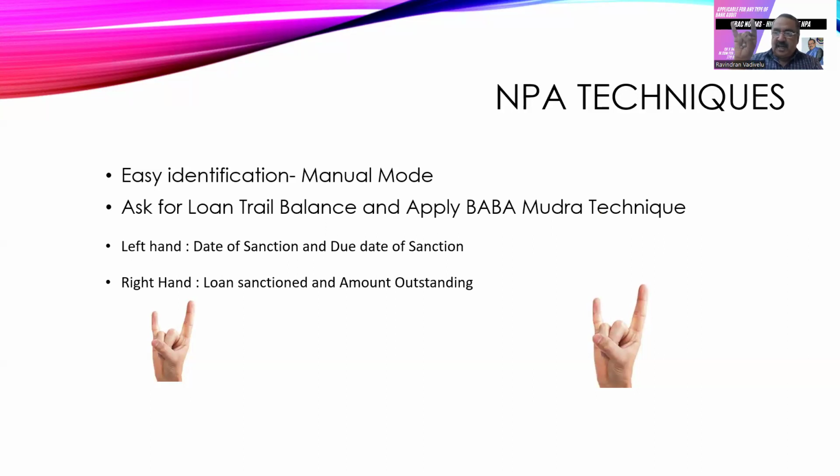If the loan outstanding exceeds the loan sanction, then that means the party is irregular. Then you can classify that account as NPA. So left hand is date of sanction and due date of sanction, and right hand is loan sanction and amount outstanding. You do this exercise jointly, then we can easily arrive at the NPA.